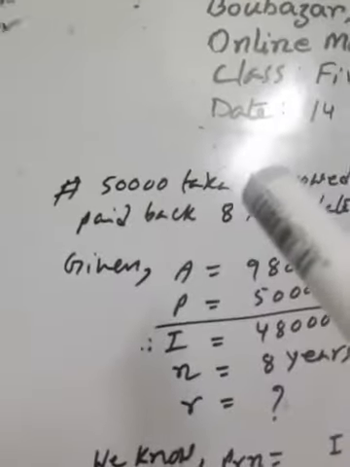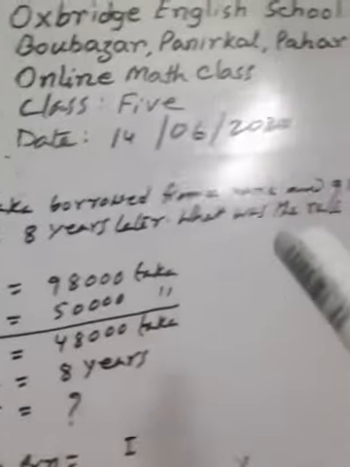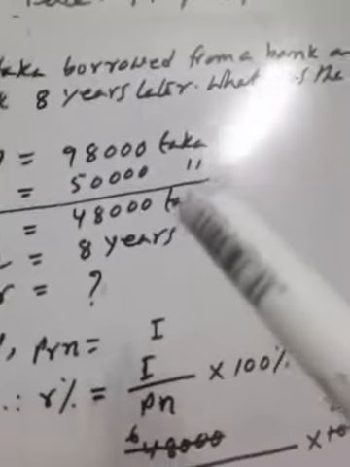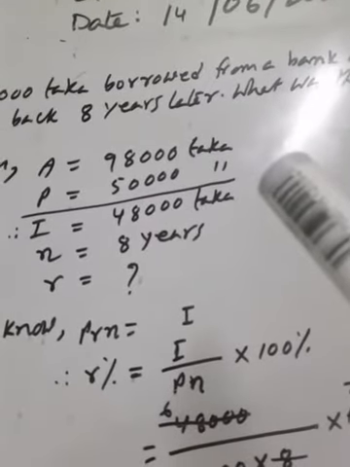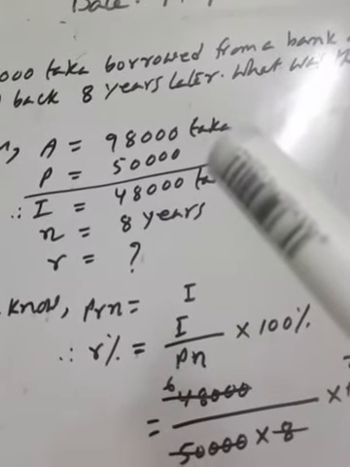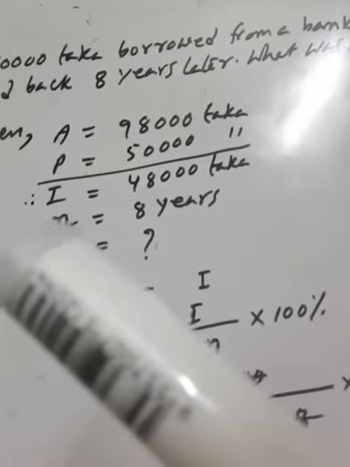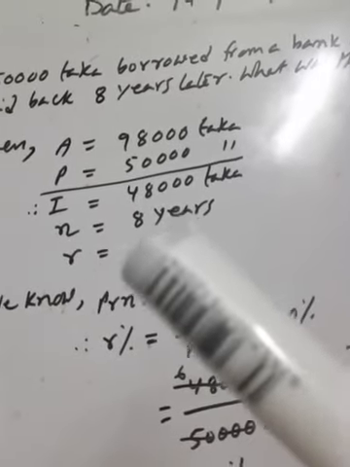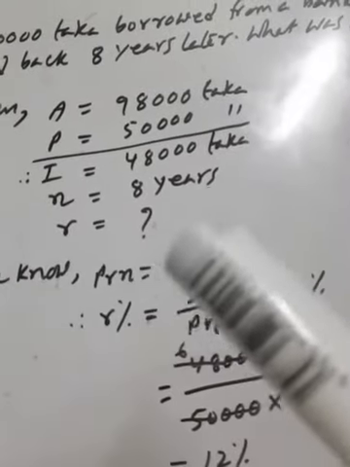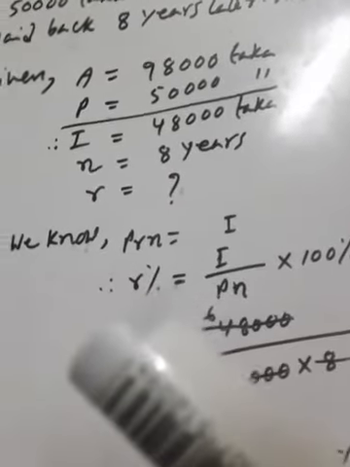See another statement. 50,000 taka borrowed from a bank and 98,000 taka paid back 8 years later. What was the rate of interest? You have to find out the rate of interest. Given amount equal to 98,000 taka, P equal to 50,000 taka, amount equal to interest plus principal. Therefore, if we subtract, we will get I equal to 48,000 taka. Now we have I equal to 48,000 taka, P equal to 50,000 taka, N equal to 8 years, R equal to what? We have to find out R.